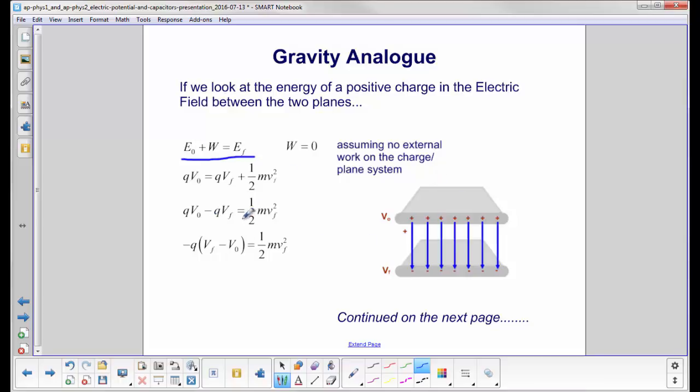My next step is to take q V_f, put it on the left side of the equation. So I have q V_0 minus q V_f. And now I'm just going to reverse these and put a negative sign here. So basically I've just put this guy in front of the V_0 and factored out the q. So I have this expression here, which we will bring to the next page and see where that leads us.